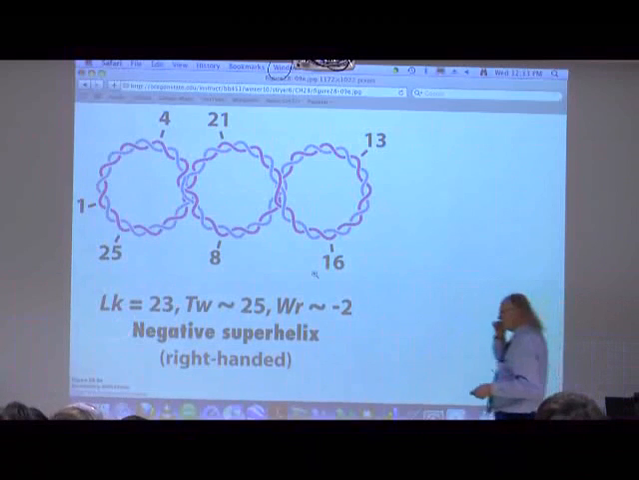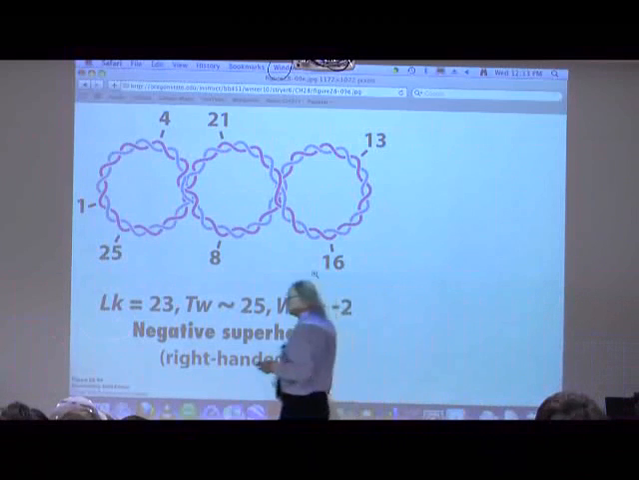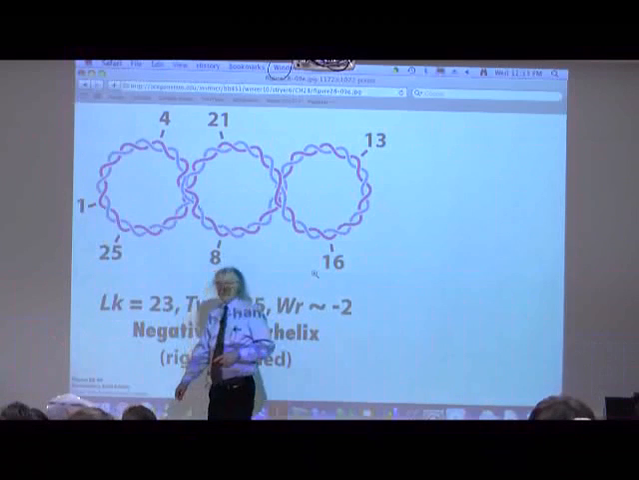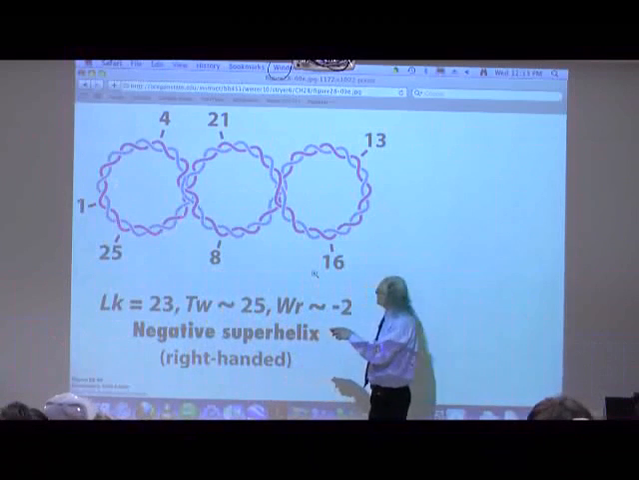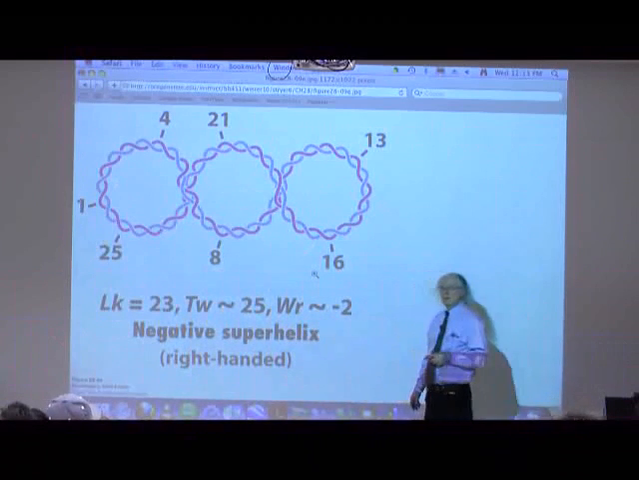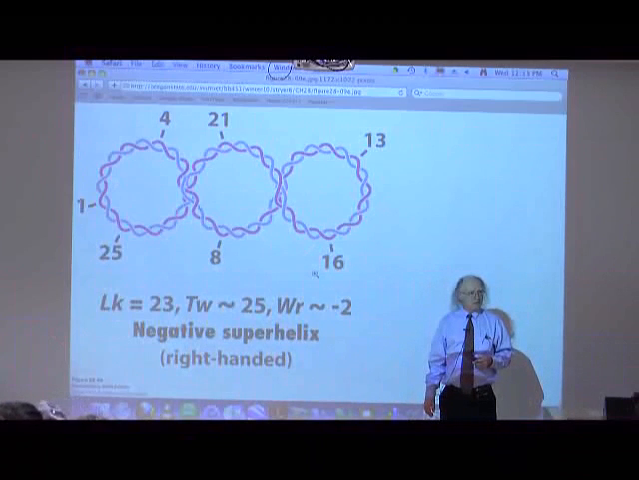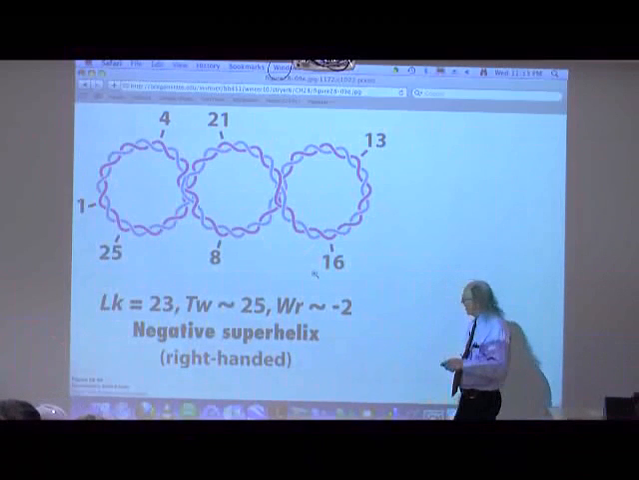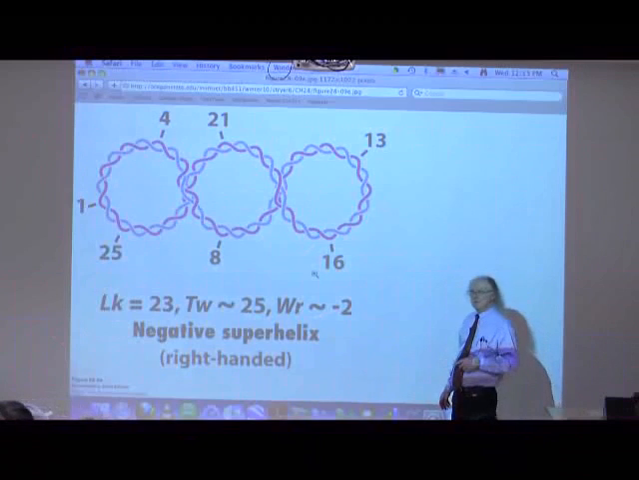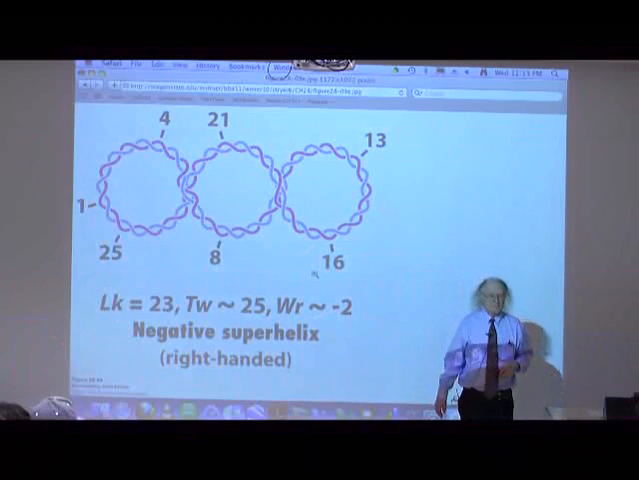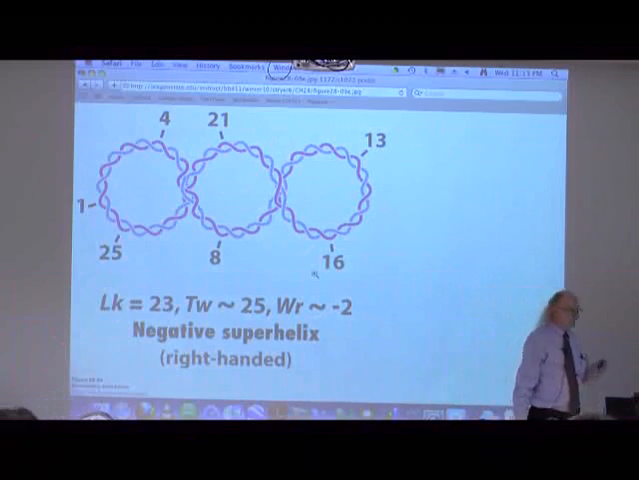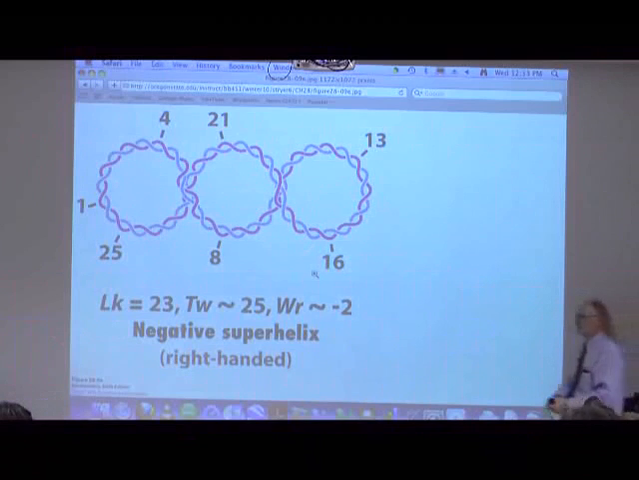The last term I need to describe to you is the linking number. The linking number is equal to the number of twists within the strand, which is 25, plus the number of writhes, which in this case is -2. So the linking number is equal to the number of twists plus the number of writhes.